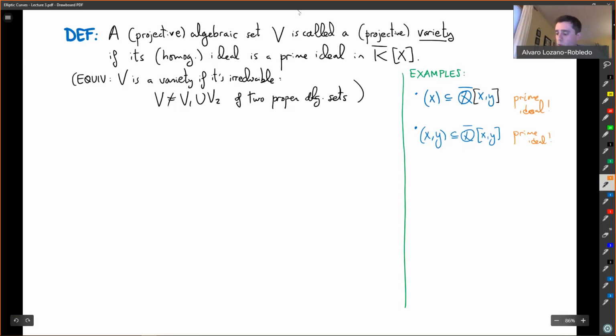Okay. What else? We can take, let's see, something that is not a variety, that is not going to define a variety. How about the ideal (x times y)? Well, that ideal is definitely not prime. x is not in that ideal, y is not in that ideal, but x times y is in the ideal, so it is not prime. And also, if you do the quotient by this ideal, then you see that the quotient will have zero divisors, so it's not an integral domain, so this is not prime.